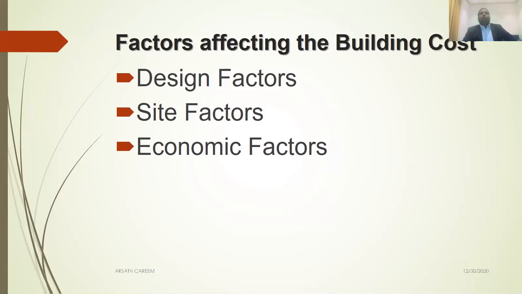Next, we are going to discuss the factors which affect the building cost. This is the basis of design economics. These things you may have learned during your undergraduate studies. These are the basic things I will go through quickly. Building cost is mainly affected by design factors, site factors, and economic factors. We will see on the next slides what they are.